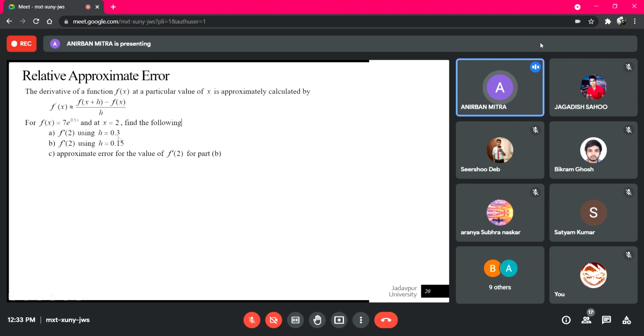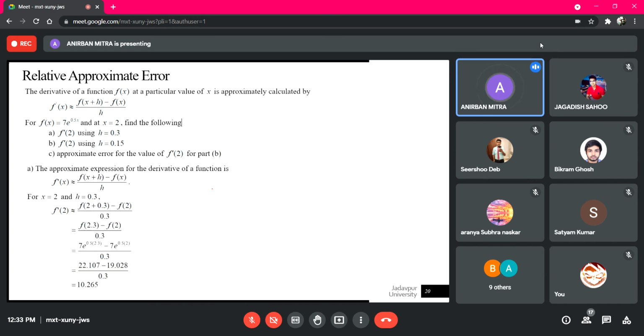So at the first iteration, we have h equal to 0.3. In the second iteration, we have halved it. So if we have a third iteration, then it will be half of 0.15, and that would be 0.075. But anyway, let us proceed with this example. The first part of it is known, that we have already calculated f dash 2 at h equal to 0.3. The value that comes out is 10.265.